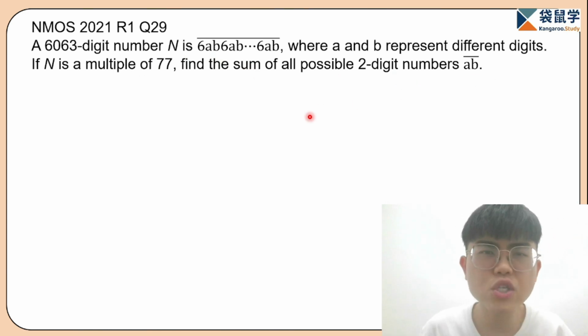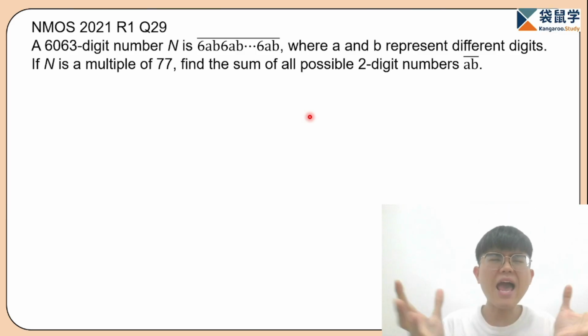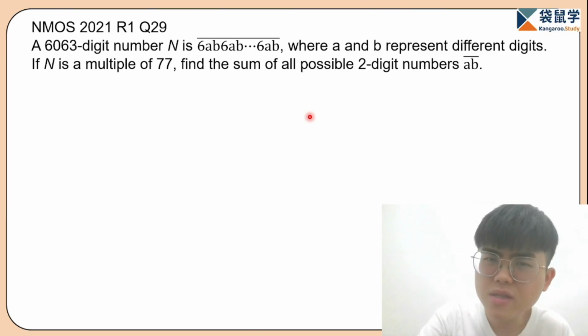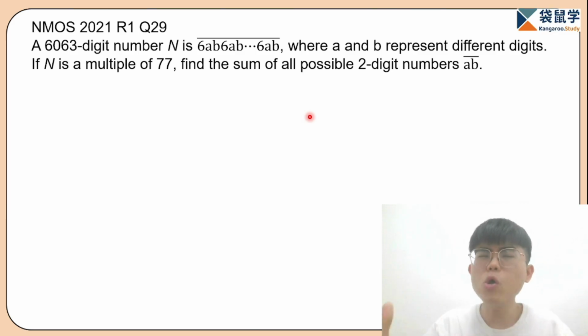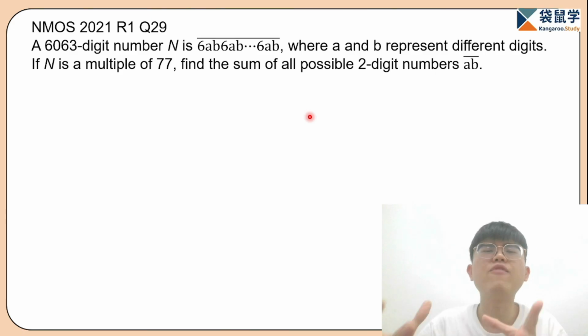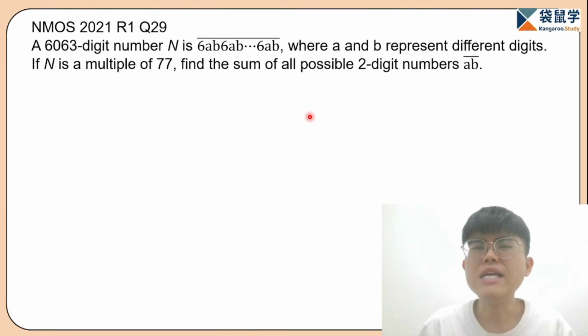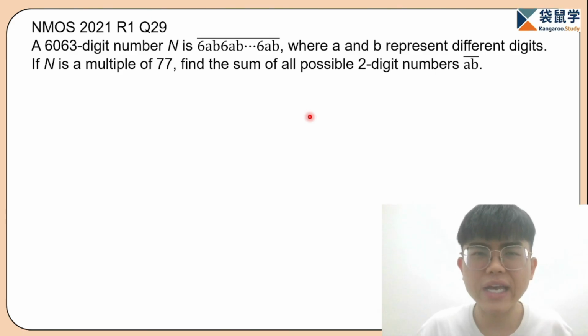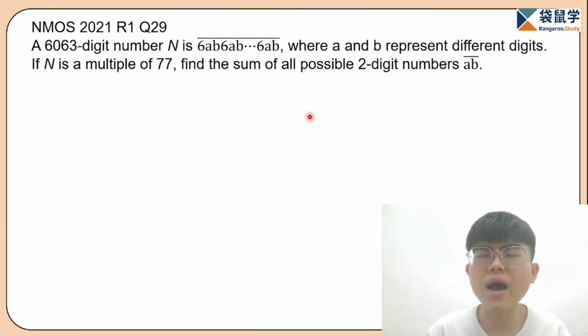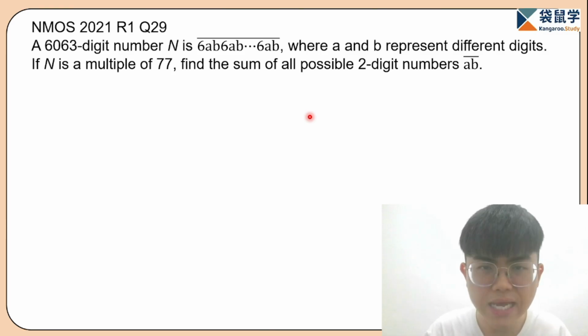So how do we solve this question? We say that n is a multiple of 77. In other words, we can also say that n can be divided by 77. Everyone, for this question, let's look at one example about the divisibility test.